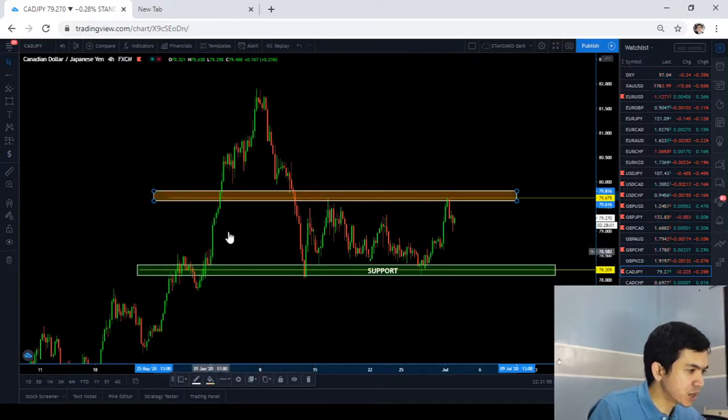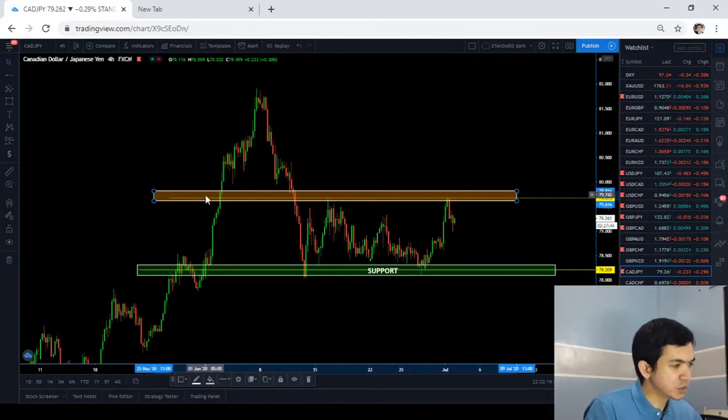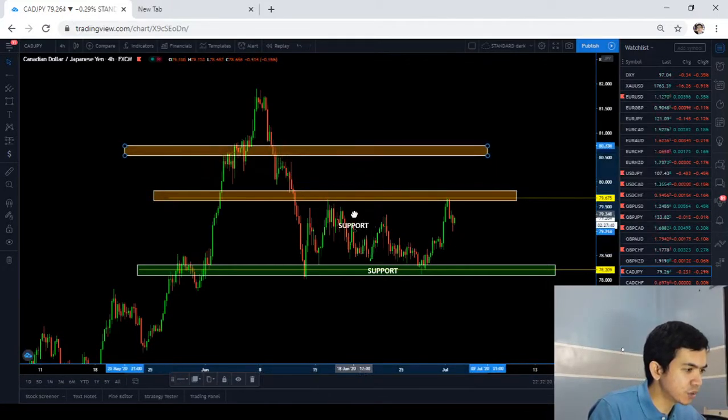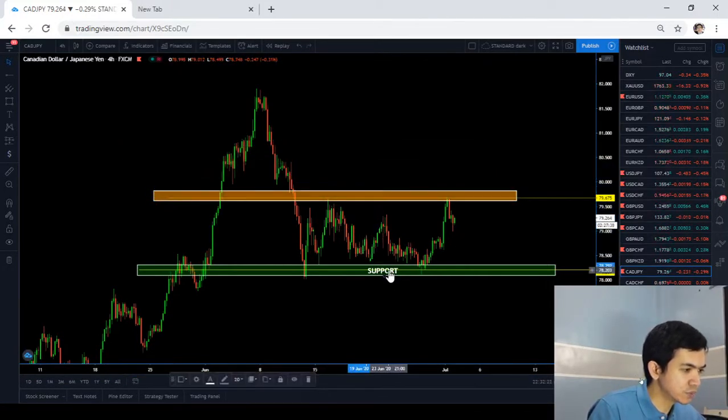Market structure wise, this level was once a support, diba? Then got broken. So what do you expect? The price can react to it on this level, which later on became what? A key resistance level or zone.